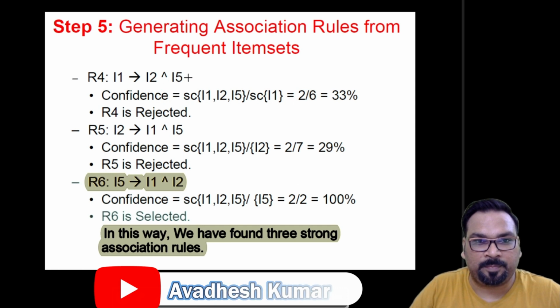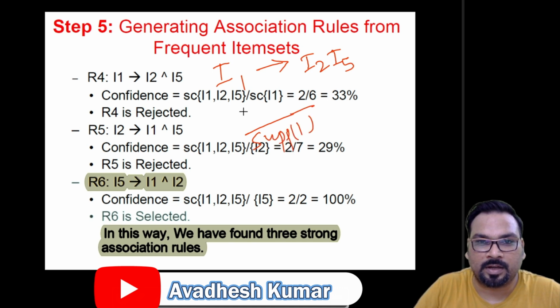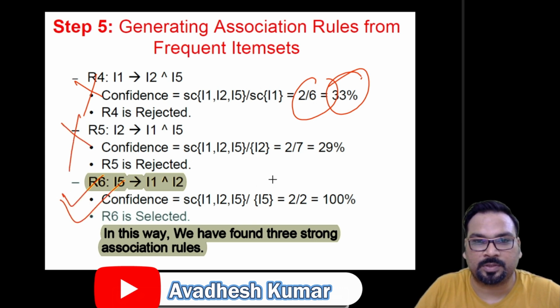Similarly, if we flip this situation, if a person purchases item 1, what is the likelihood that person will also purchase I2 and I5? So here we need to write support of I1 and here support I1, I2, I5. Again this comes out to be 33%, does not qualify. Here it comes out to be 29%, does not qualify. So here we have 100%.